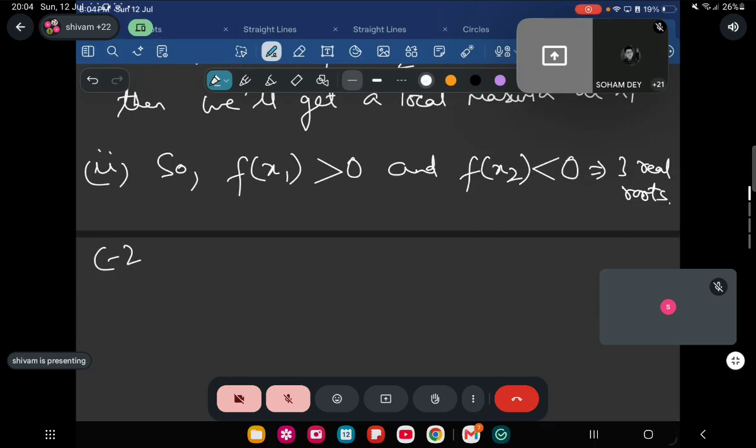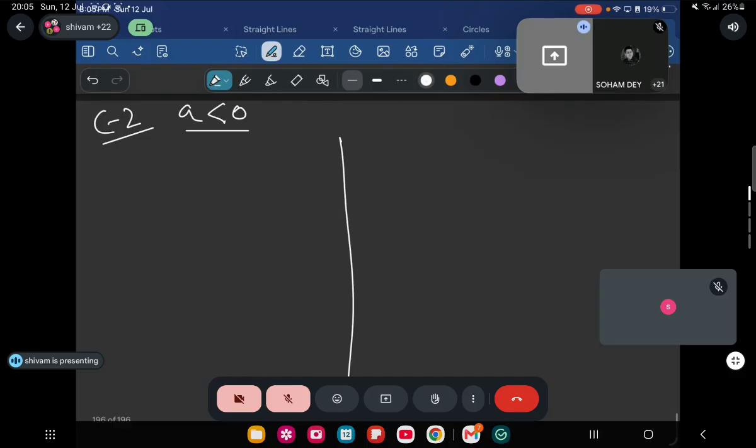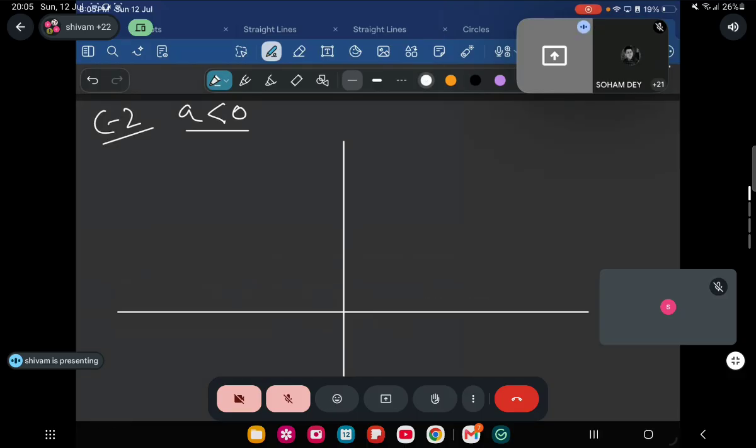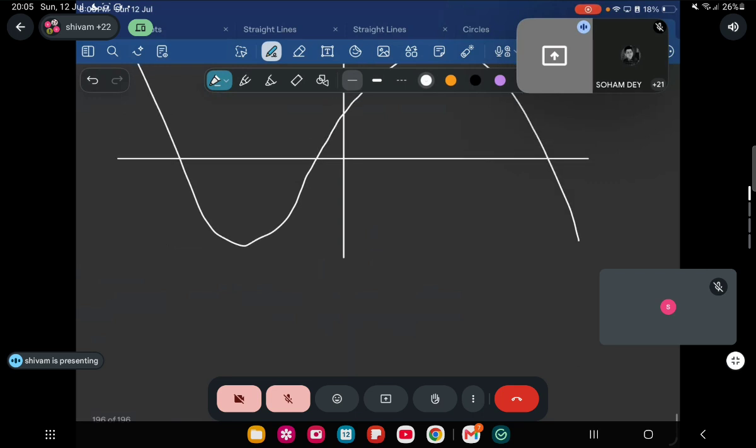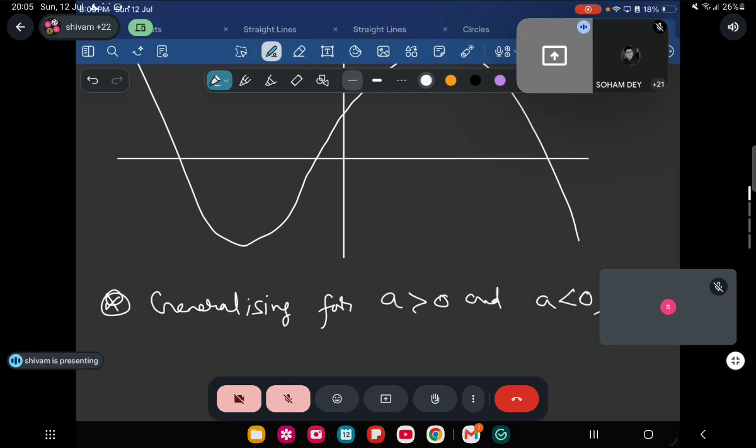Case 2. So I'm going to generalize it. For case 2, when a is less than 0, how will we get 3 real roots? Pay attention everyone. When a is less than 0, we'll get 3 real roots like this. So in this case, at x1 are we getting maxima or minima? At x1 we'll get minima. So generalizing for a greater than 0 and a less than 0.